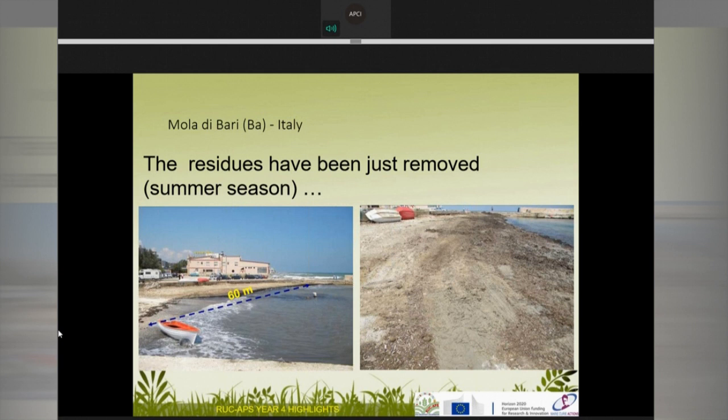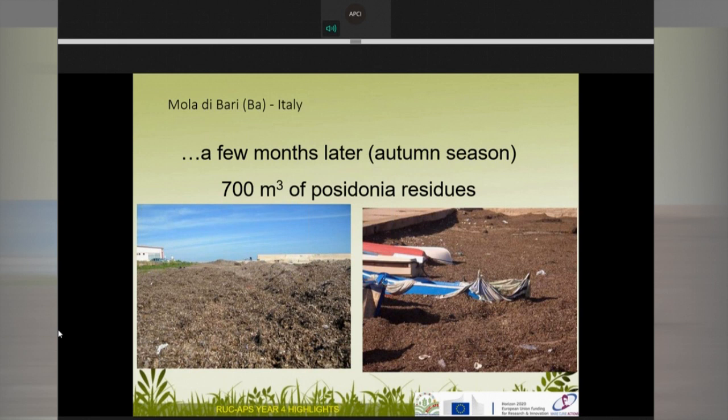Just to give you a visual idea about the intensity of the beaching phenomenon, here I'll show you what happened on this short beach, about 60 meters long. At this moment, the residues have just been removed from the beach. We are in the summer season. But this is the situation on the same beach a few months later, during the autumn season. There are about 700 cubic meters of Posidonia residues.